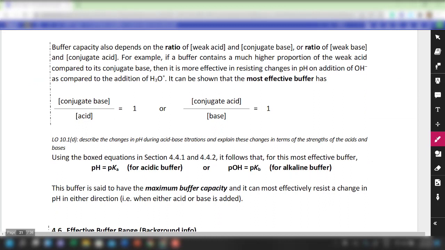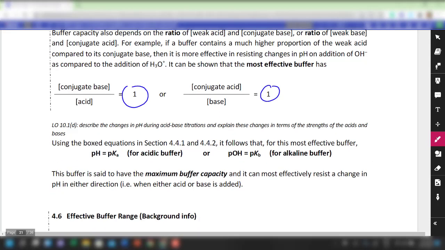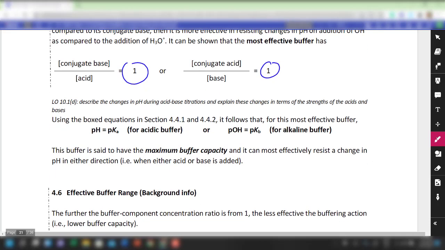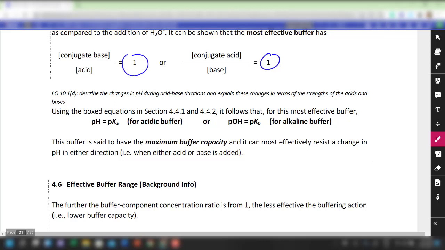Okay, so the most effective buffer is what we mentioned earlier on, where the ratio of the conjugate acid to base, or the ratio of the conjugate base to acid, is 1:1. So this will be the most effective buffer, and I hope you can understand why. This particular buffer is said to have maximum buffer capacity. The maximum buffer capacity tends to occur when the pH is the same as pKa for an acidic buffer, and pOH equals pKb for an alkaline buffer.